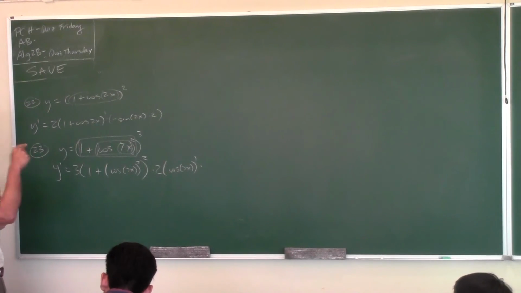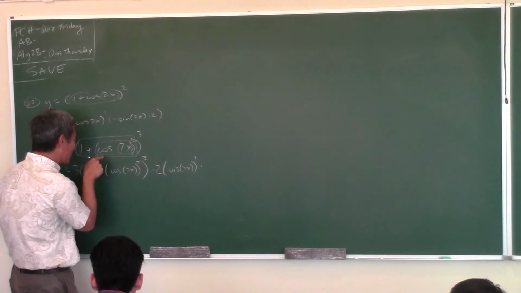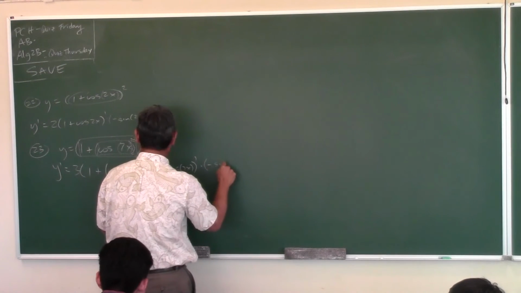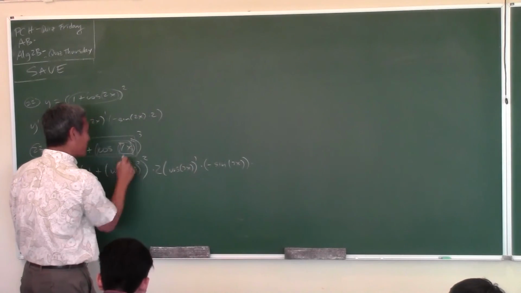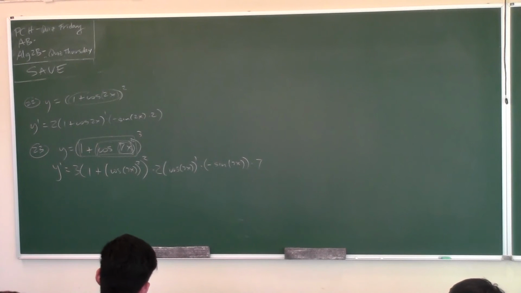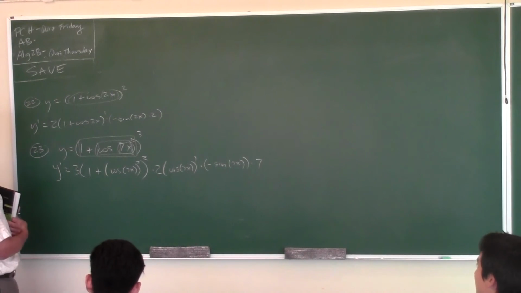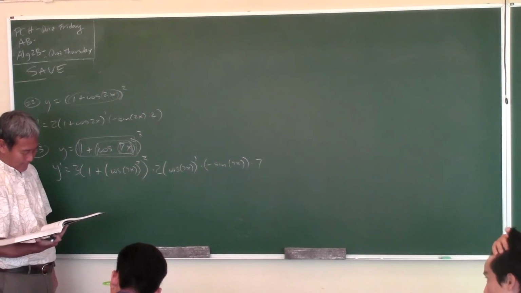Now, what do I see in that box? I see cosine box. How do I take the derivative of cosine box? Negative sine box times the derivative of that box, which is 7. Wow. And the simplifying is not that exciting. All you can do is put a 42 in the front. Negative 42 in the front. Okay, next.